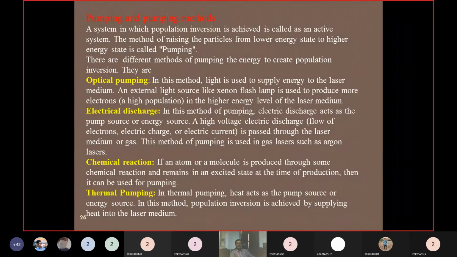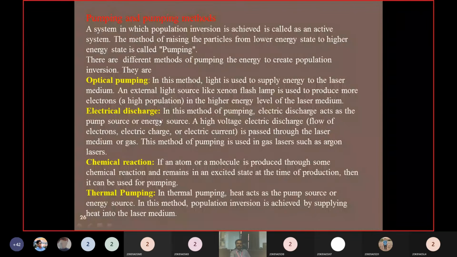So what is the material we have to use to get the light optical energy source? A xenon flash lamp. We will use the xenon flash lamp to supply the optical pumping, the optical energy.